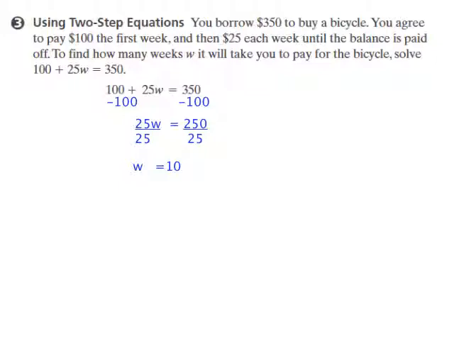The original question was, how many weeks will it take you to pay for the bicycle? We have to use our head here a little bit. W represented the additional weeks. You had to pay the $100 the first week. So it will take you a total of 11 weeks to pay back the loan.